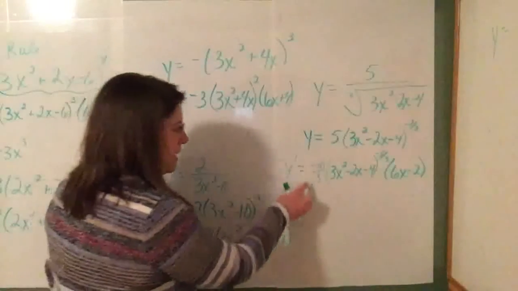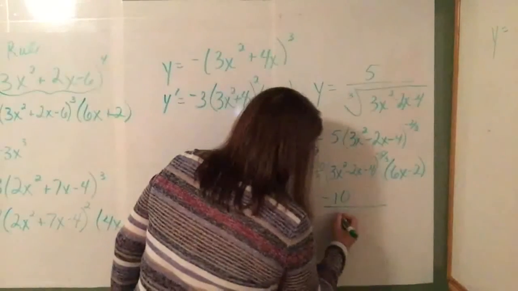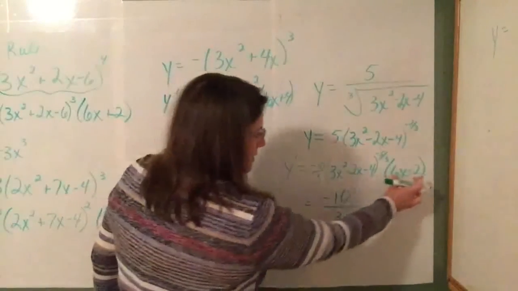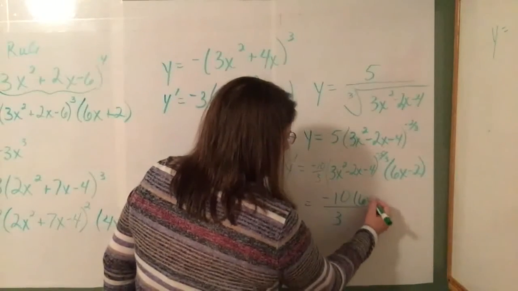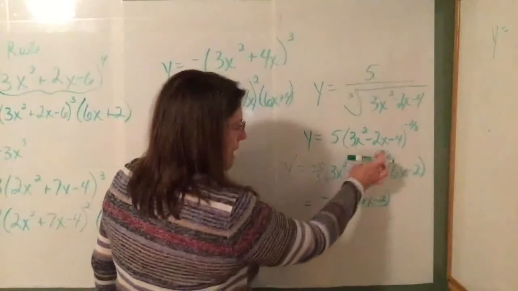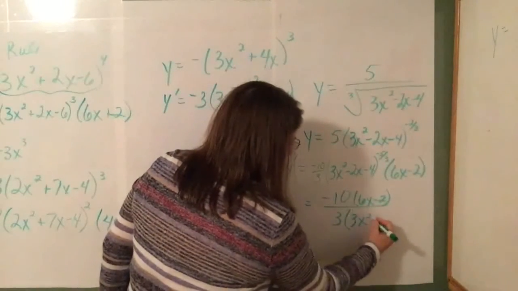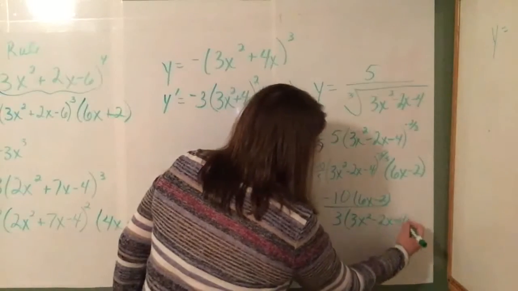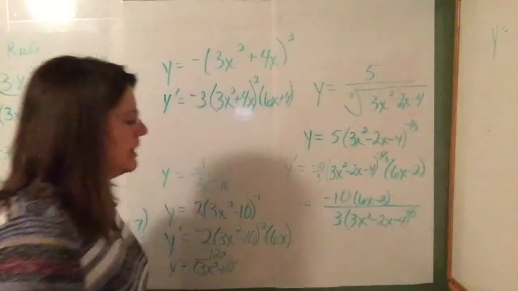Well, I've got a negative 10/3, so that negative 10 is going to be on the top. The 3 will be on the bottom. The 6x minus 2 has a positive 1 exponent, so that's going to be on top. And then the minus 5/3 is going to go back to the bottom. So we've got 3x squared minus 2x minus 4 to the positive 5/3. And I can just leave it like that.